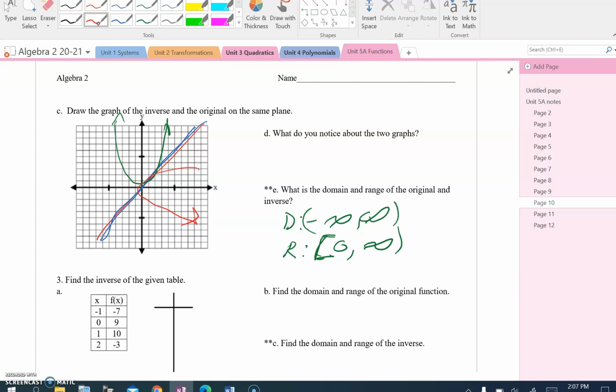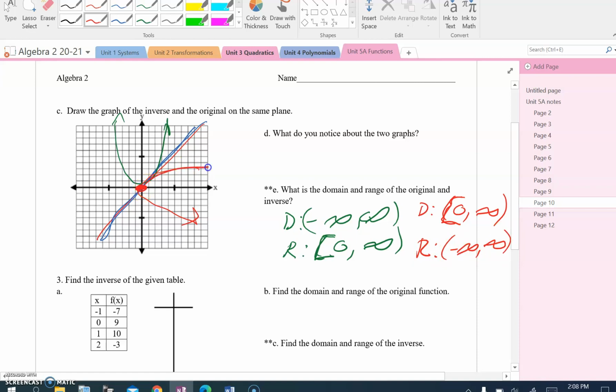So when we flip the red graph over the line y equals x and we make it go sideways, we also switch. So if we switched all the x's and all the y's, and that's what we did, that means the domain and range would be flipped accordingly. So this domain then would be 0 to infinity, and the range now would be negative infinity to positive infinity. Let's see if that's right.